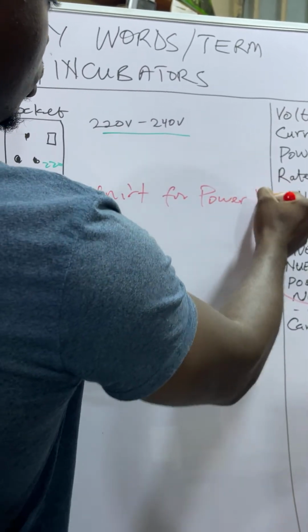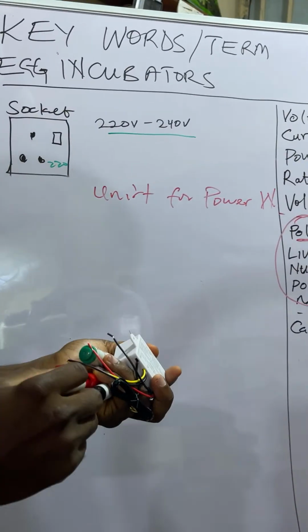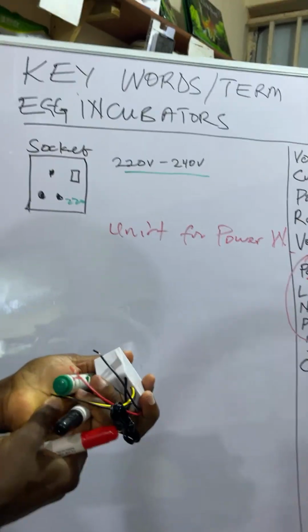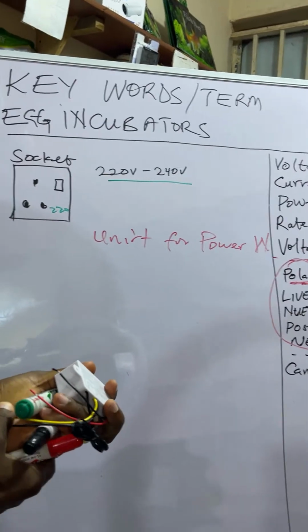Please, can you do the math of power consumption of a 30 watt heater for 24 hours?